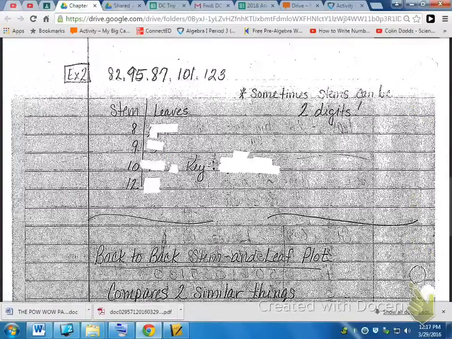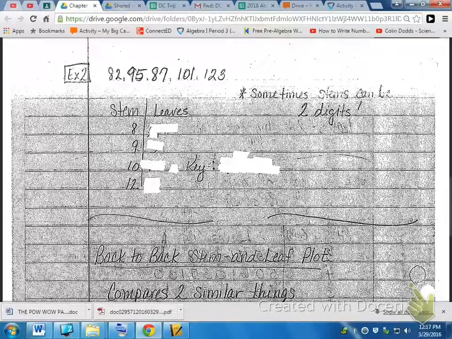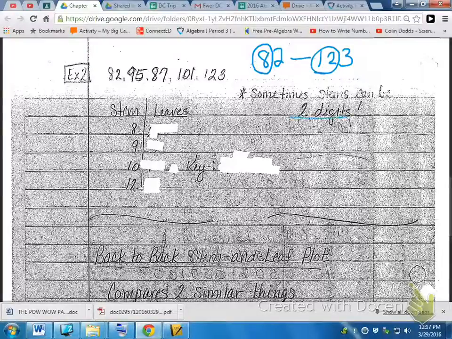It's just an example with some random numbers: 82, 95, 87, 101, 123. So what's the smallest number in that list? 82. And what's the biggest number? 123. So my stems are going to go from 8 to 12. Sometimes the stems can be two digits. Just look how the numbers compare.